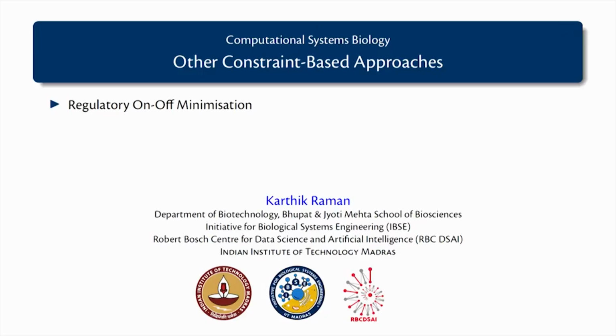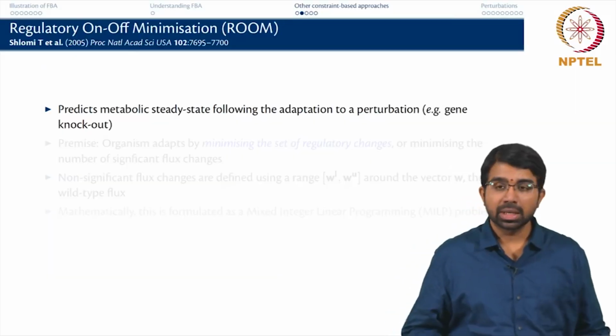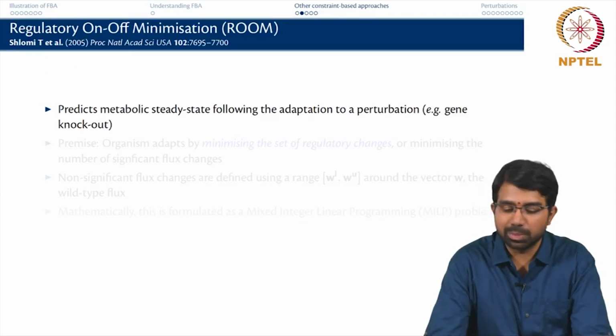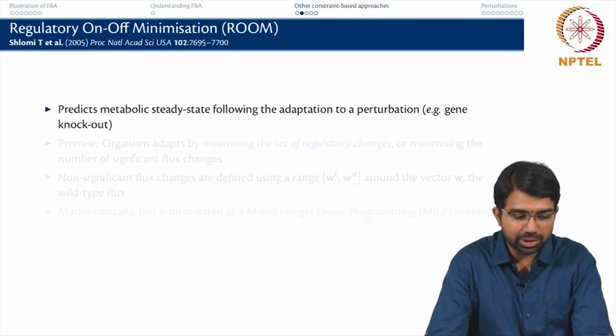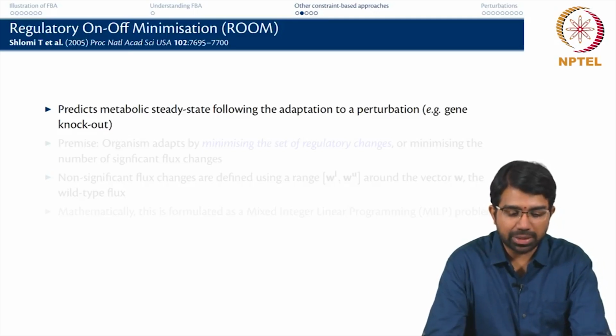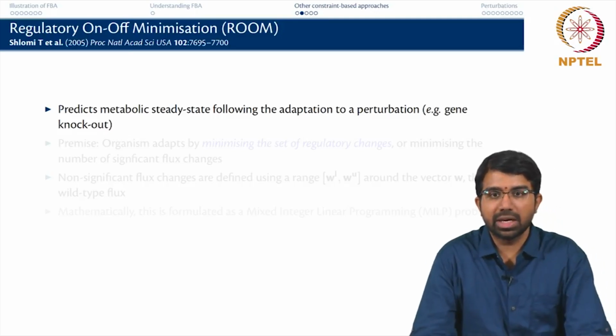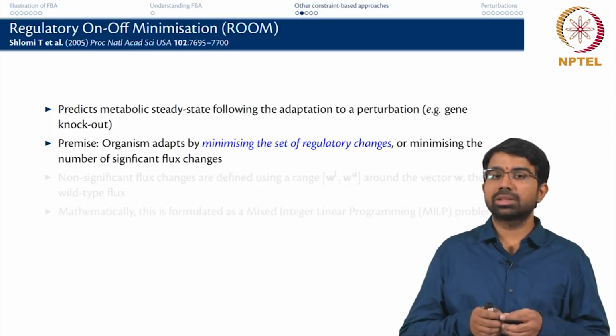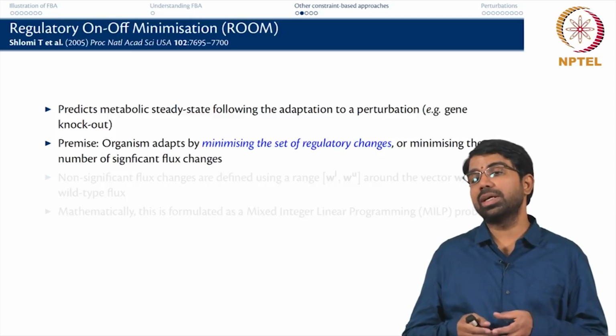In this lecture we will discuss another constraint based approach which is similar in spirit to minimization of metabolic adjustment we saw in the previous lecture, but this tries to minimize the number of flux changes from a given flux vector. The alternative approach that I just talked about, which is closer in spirit to the L0 norm optimization, again tries to predict the metabolic steady state following the adaptation to a perturbation. So, the premise is that the organism adapts by minimizing the set of regulatory changes.